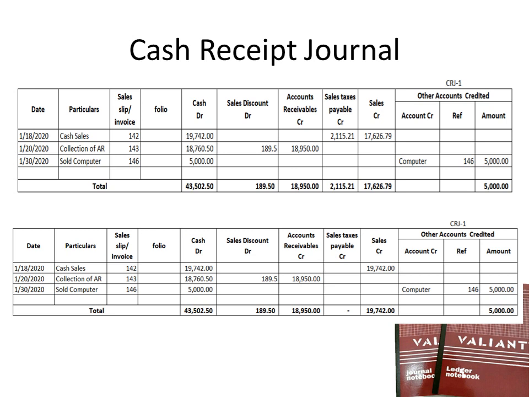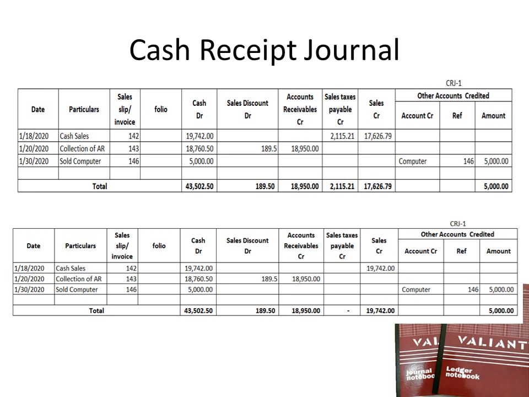Okay? So if it's not a vatable sale, look at this one, cash sales, we just record it as cash, 19,742, and then sales, 19,742. So two different things, because the above portion is a vatable sales, and the lower portion is not a vatable sales. But all other entries would just be the same.